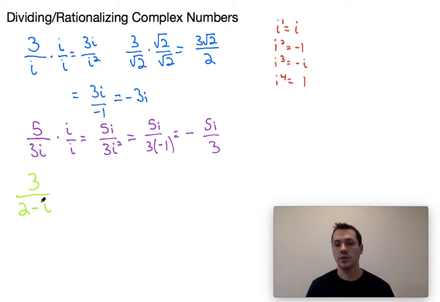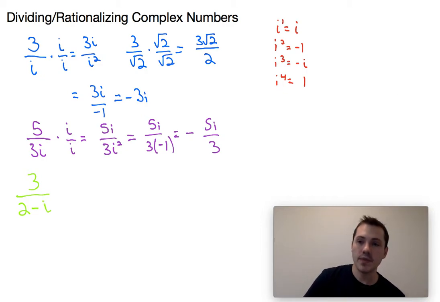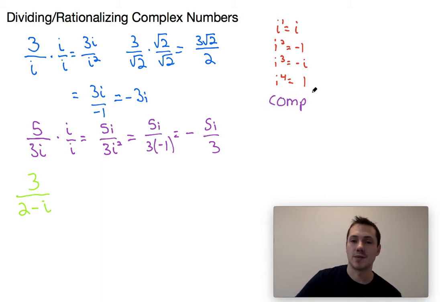What you have to do is multiply the top and the bottom by what's called the complex conjugate. So over here, I'm going to explain what that is.